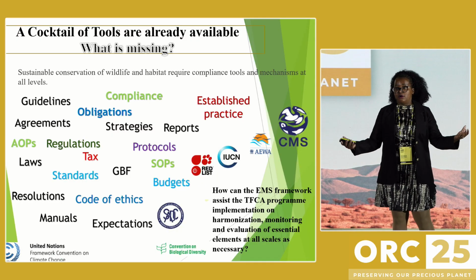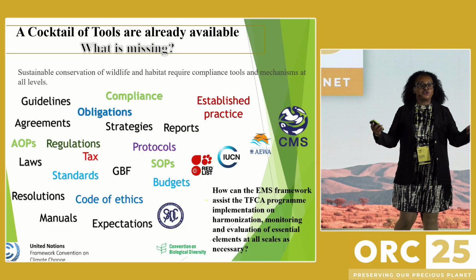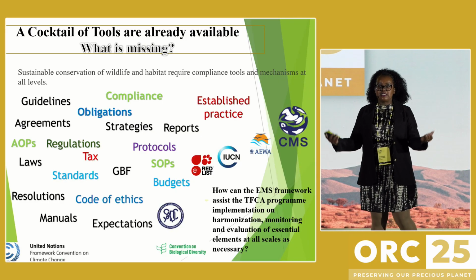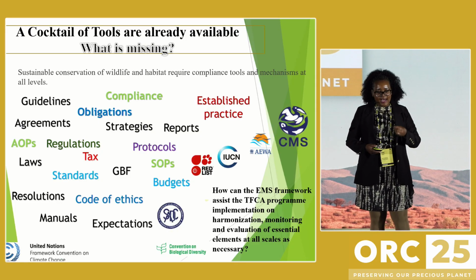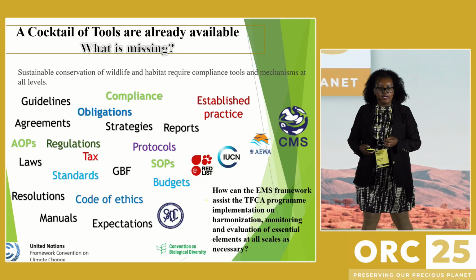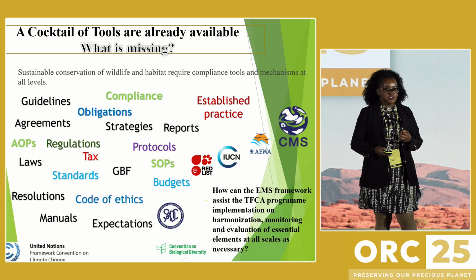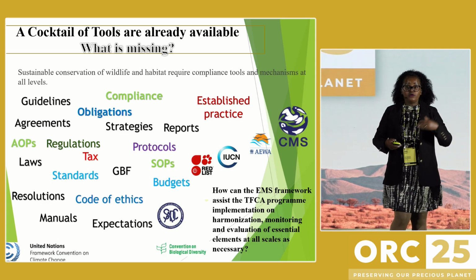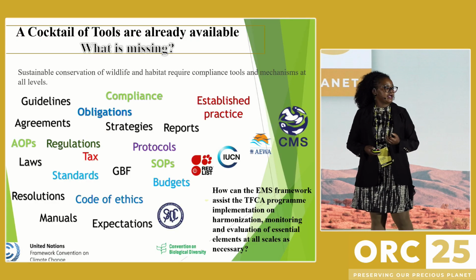There are several obligations and also resolutions, guidelines, strategies that we are adopting each and every year, maybe every 2 years, every 3 years. When you look at the Convention on the Conservation of Migratory Species, there are manuals. But in all this maze, how can we apply the environmental management system framework to assist program implementation and harmonization, beyond just the compliance monitoring of the essential elements that we need to be tracking?